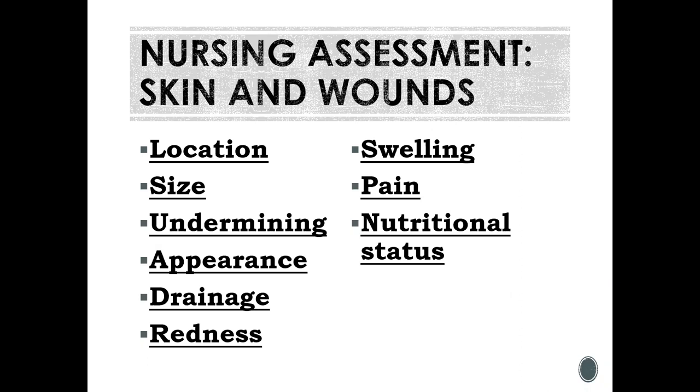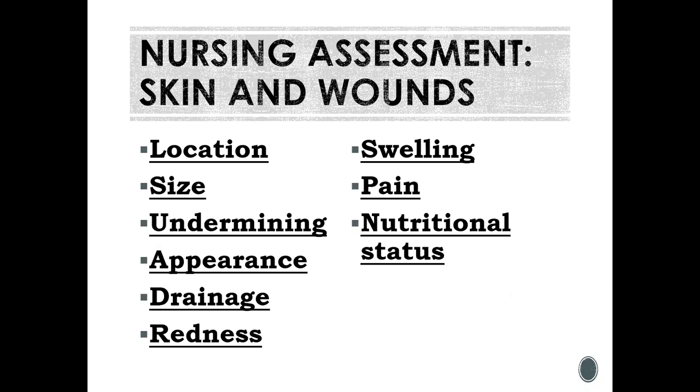Undermining and tunneling: assess the wound edges for undermining or tunneling. We need to pay close attention to any tissue that appears to have separation, either in tissue type or plane, as frequently tunnels may be found. Measure the depth and location of any undermining or tunneling using the clock face as a guide. Appearance.